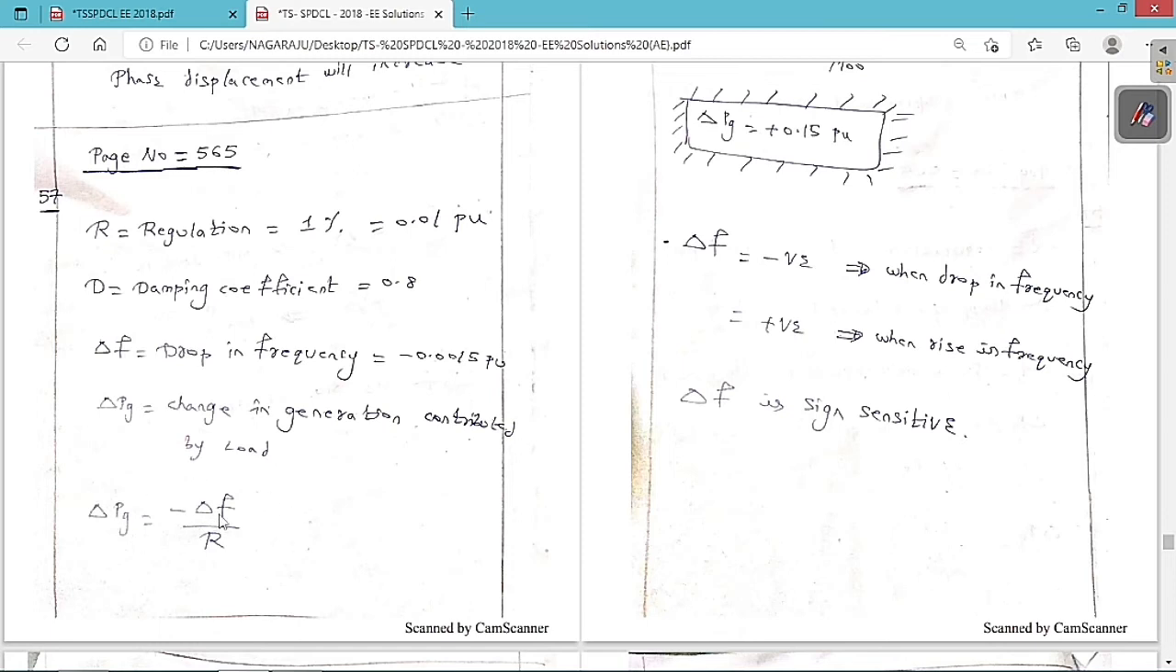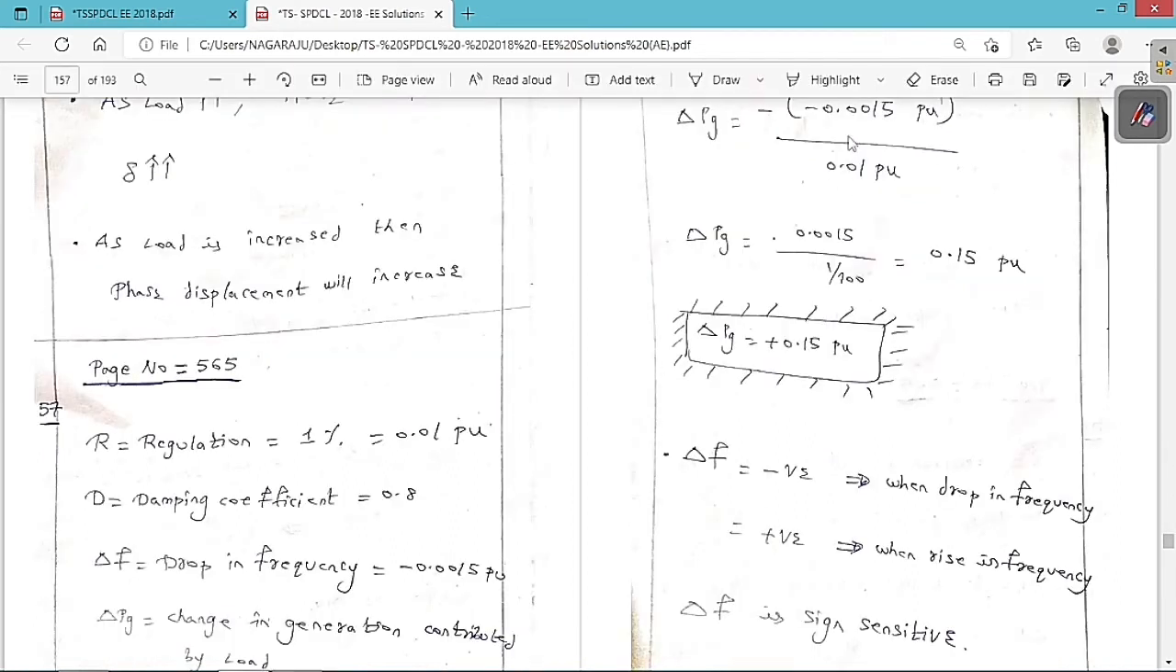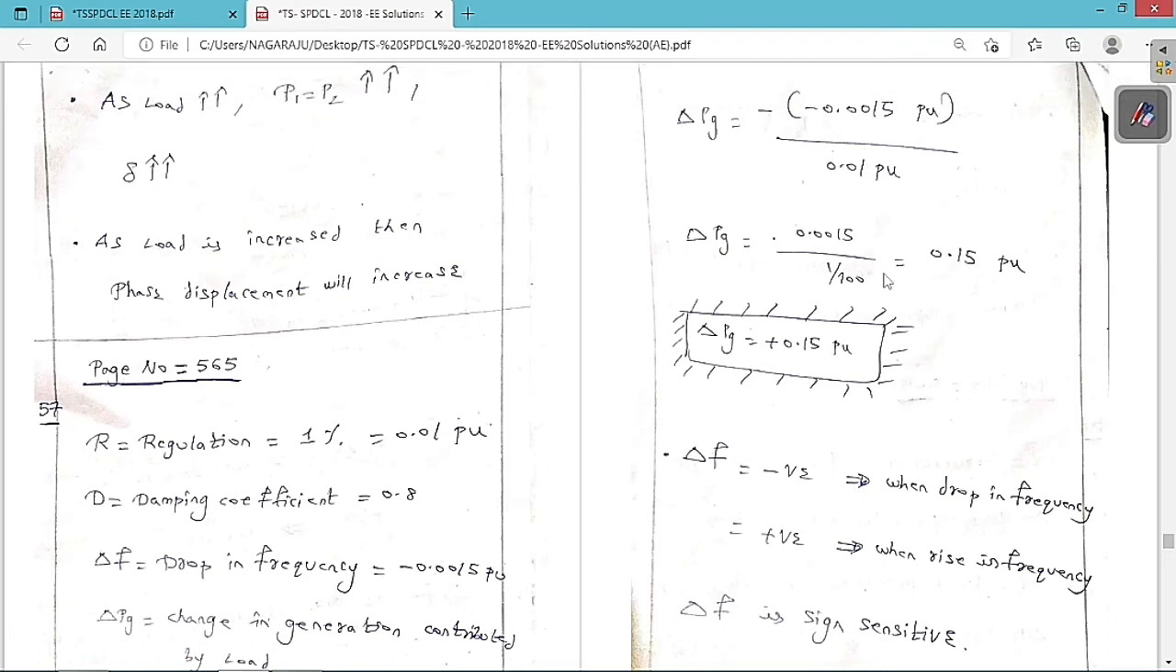Delta F is always a sign sensitive term. So delta Pg is equal to minus delta F by R. We know the value of delta F and the value of R. Substitute here and simplify, and we get the value of delta Pg. I have substituted delta F, which is minus 0.0015, and the value of R. Solving, we get plus 0.15 per unit. So delta Pg is a positive value, 0.15 per unit.